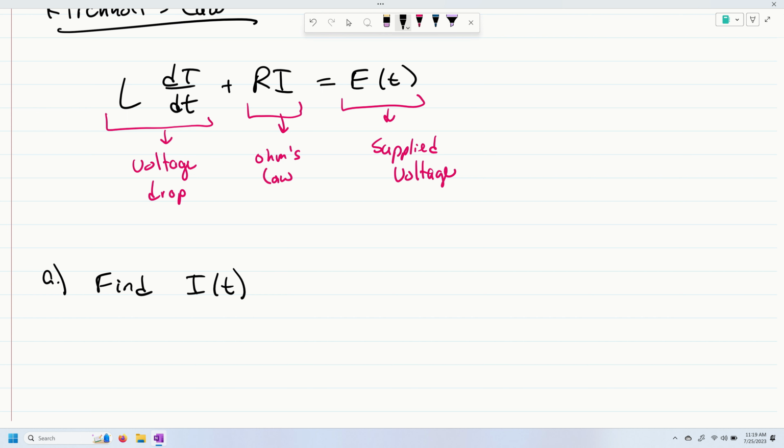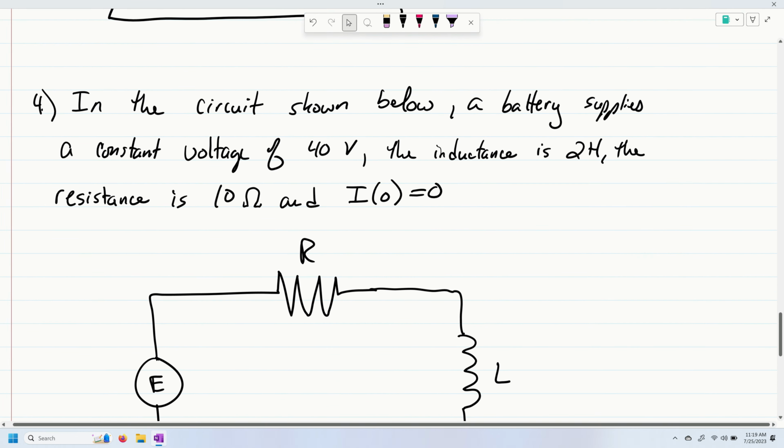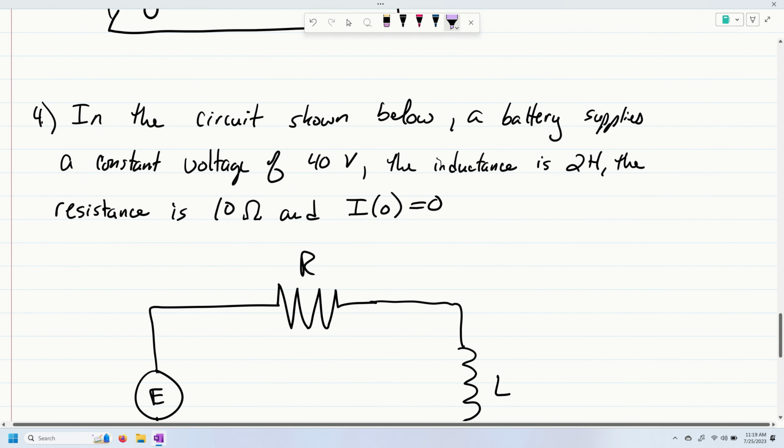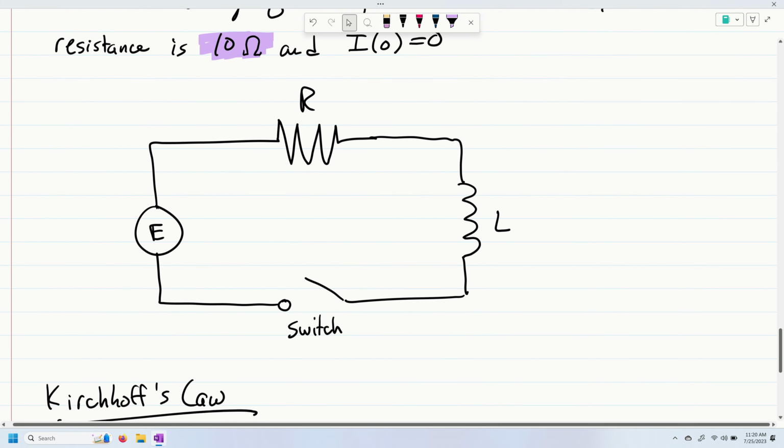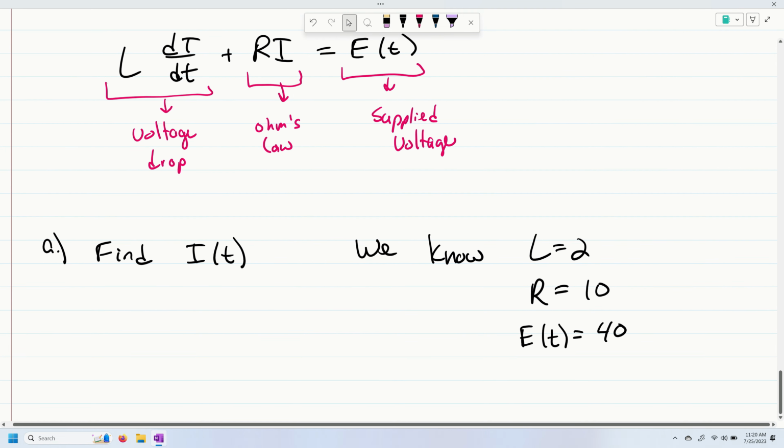So from our problem, we know L is equal to 2, R is equal to 10, and the supplied voltage is 40 volts. That just came from up here. Let me go back up. So here's our supplied voltage, here's our inductance, and 10 ohms is our resistance. So we can go ahead and substitute these values into Kirchhoff's law.